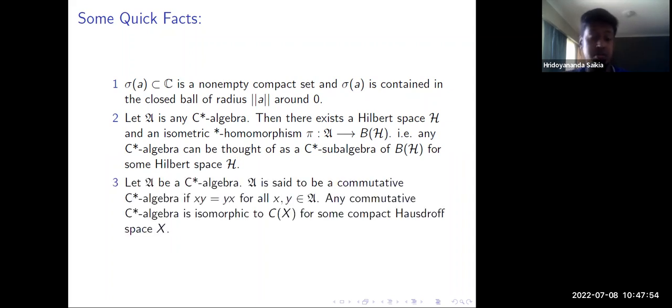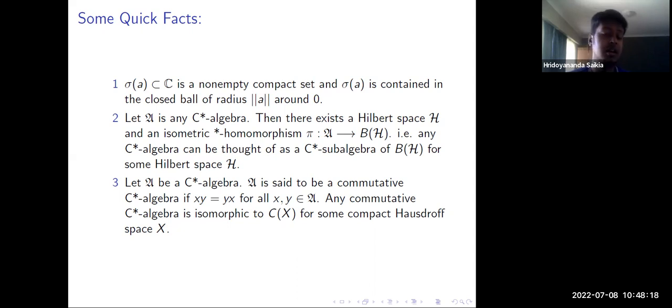So here is what we call the commutative C-star algebra. A C-star algebra A is called a commutative C-star algebra if the multiplication is commutative. And this is one important theorem that says that every commutative C-star algebra is isomorphic to C(X) for some compact Hausdorff space X.